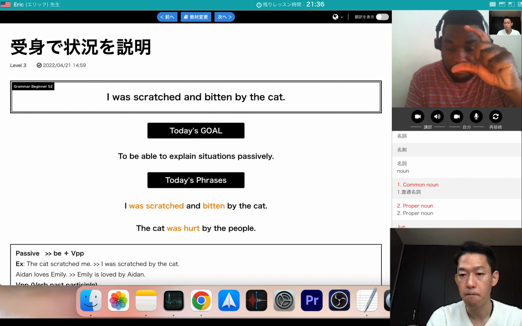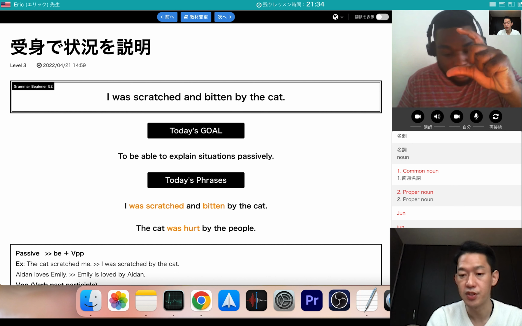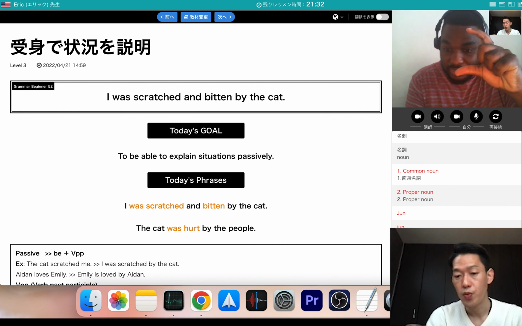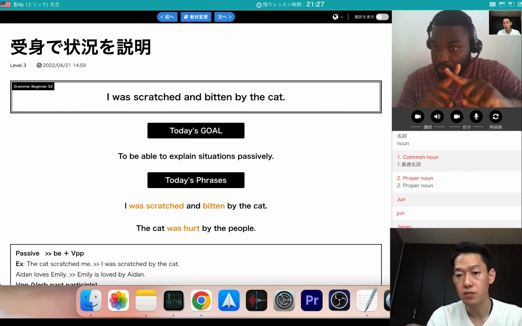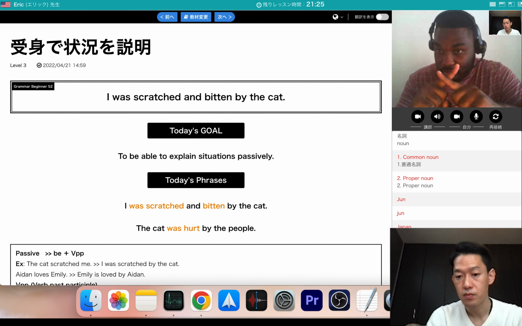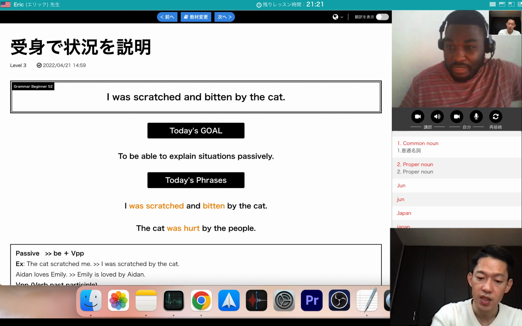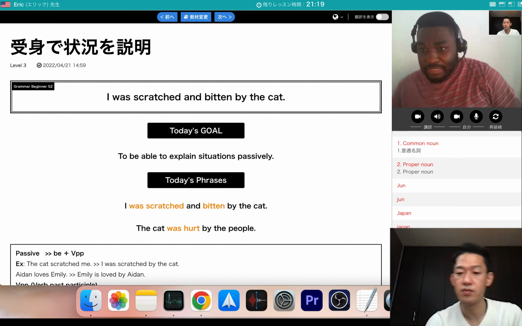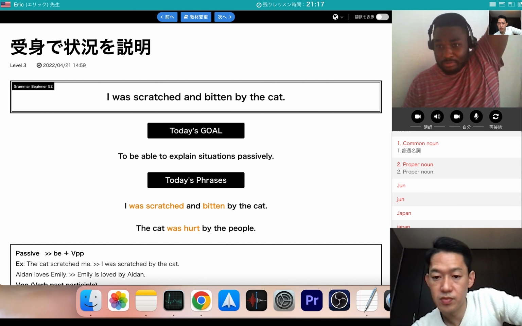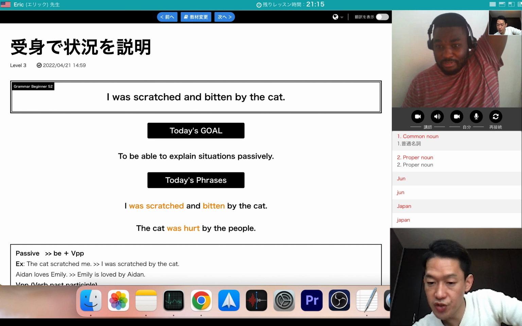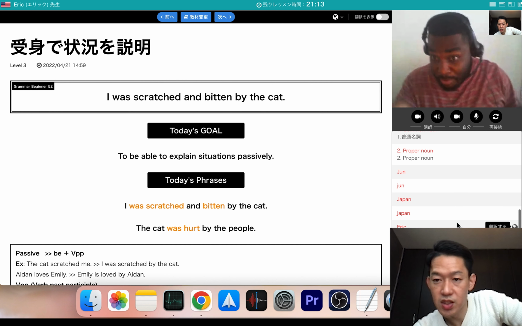Japan is a proper noun. You can never spell Japan with a small J. Eric, proper noun. Beginning, middle, and end of a sentence, always capital. June, proper noun.